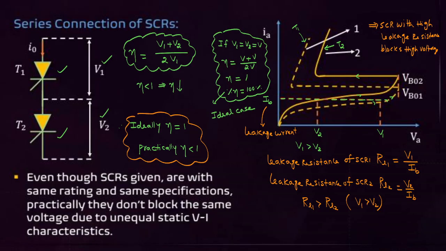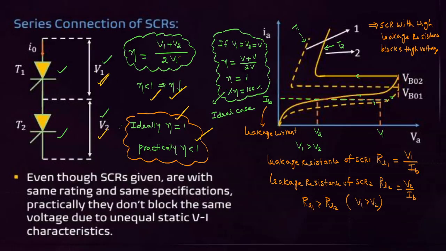In the detailed discussion of series connection, a very important observation you have to remember: ideally, string efficiency is equal to 1. Practically, string efficiency is less than 1. Why? Even though the SCRs have the same rating, practically they don't block the same voltage. Due to unequal voltage distribution, let SCR1 block V1 and SCR2 block V2, then V1 plus V2 divided by the highest voltage rating, say V1, in the denominator. This value is less than 1. That is, string efficiency is reduced.